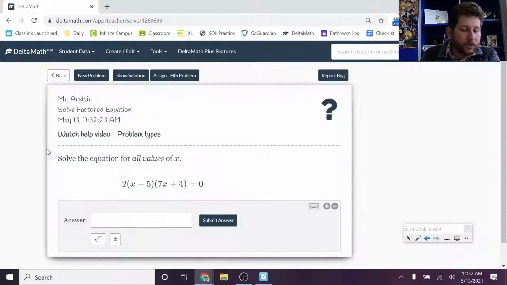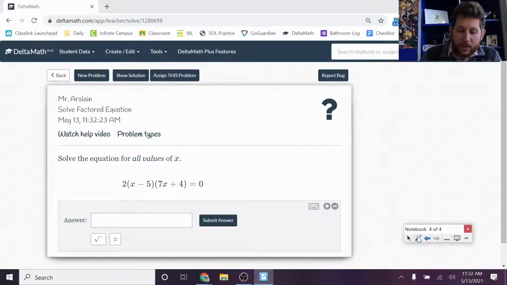And here's the last one, solving factored equations. This is very similar to the last one. In this case, we're just taking it up a step. All we're doing is they're giving us an already factored polynomial. In the future, we'll have to do the factoring. But in this case, they've already done the factoring for us. And all we need to do then is set these equal to 0.